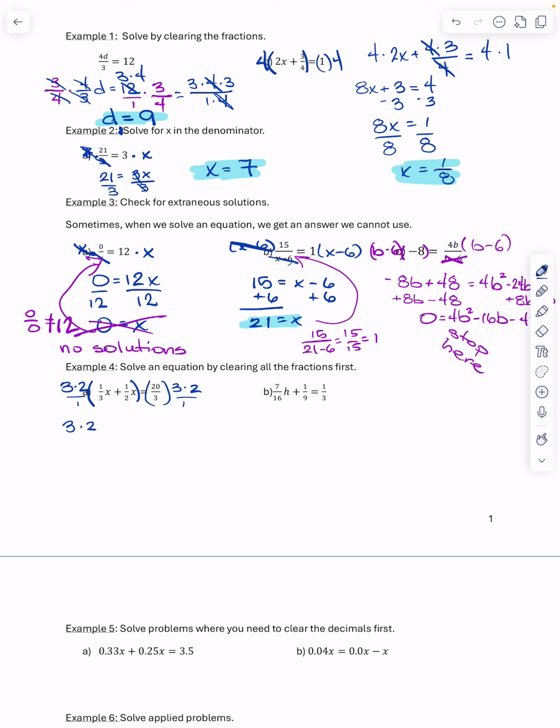I am going to write this out. 3 times 2 times 1/3, and that's going to go under everything, so I'm just going to write it that way. Plus 3 times 2 times 1/2 x. 20 times 3 times 2 over 3. Ooh, somebody should plan better.